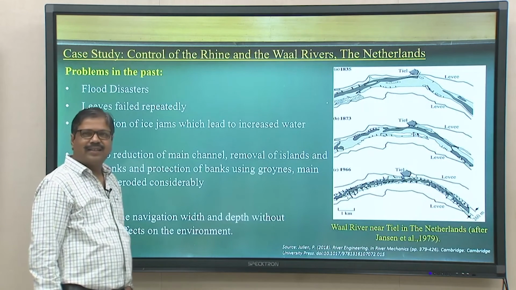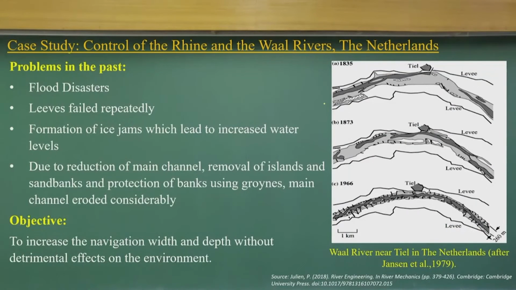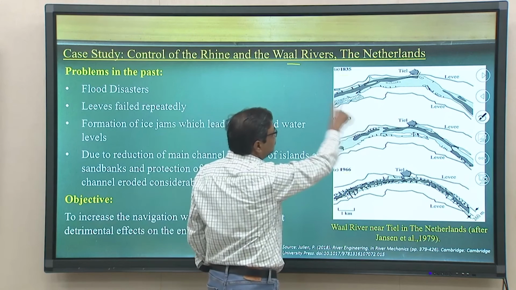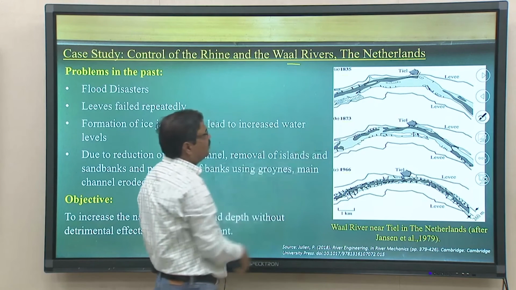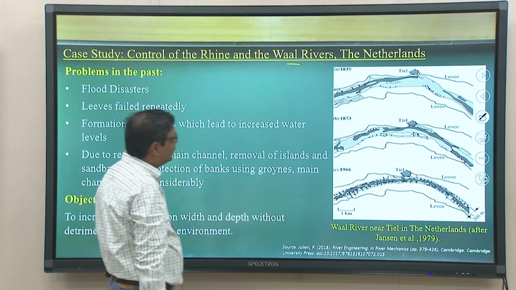Let us have another very interesting case study, the Rhine-Waal rivers in the Netherlands. You can see the figures for 1835, 1837 and 1966. In these figures, this is the water and this is the levee, the embankment. You can see the river width is much larger and the depth of water is very shallow; in some portions there is no water depth.